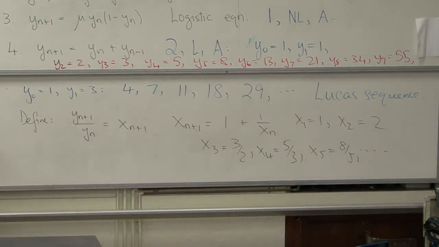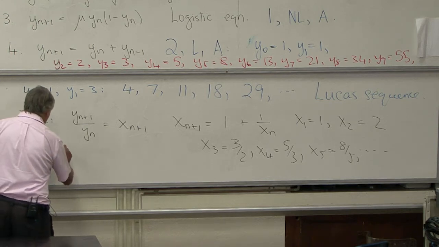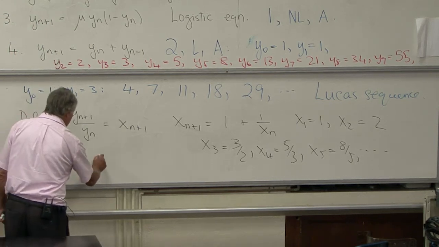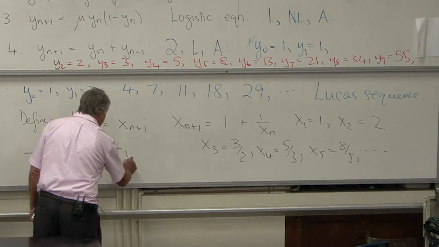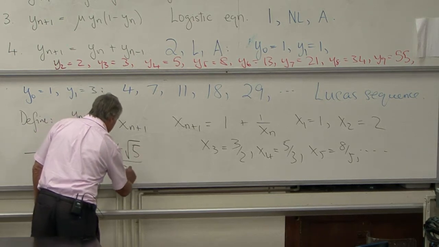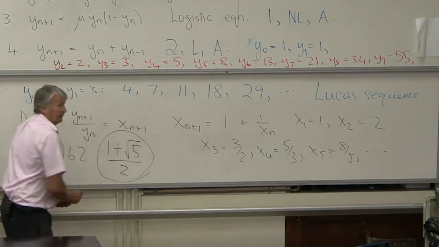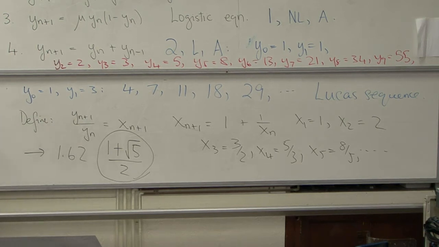The limit of the ratio of two numbers in any Fibonacci sequence tends to 1.62, which is actually (1 plus root 5) over 2. This is a very famous number. It's called the golden number.